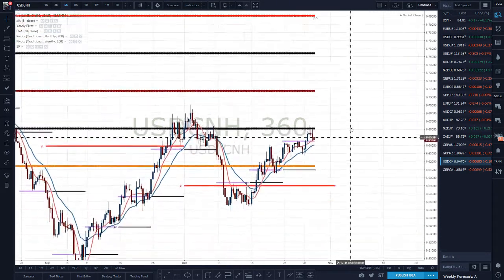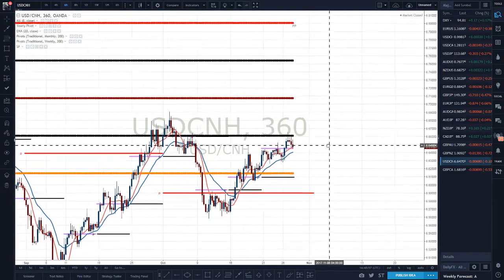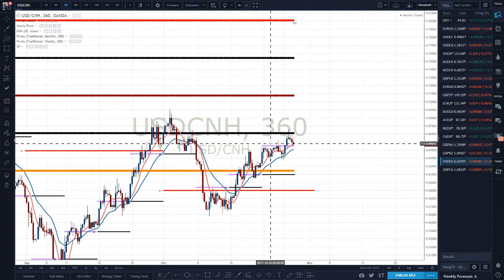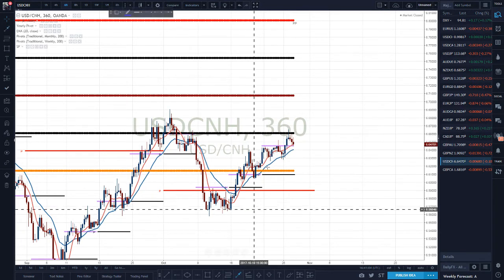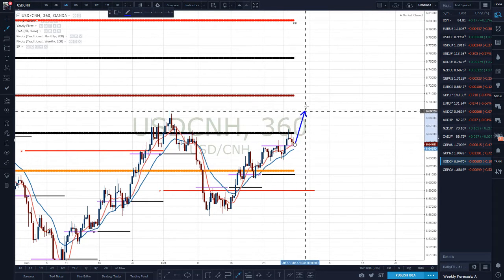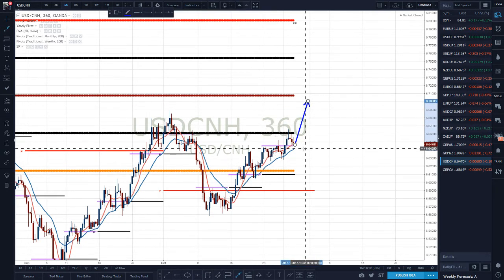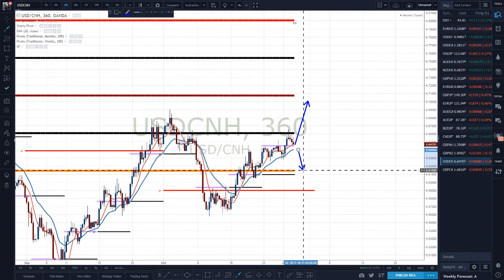Dollar CNH. Price is currently at the pivot point. It's going to open at the new weekly pivot. Look for this to pressure and break through to head higher. If price does stabilize below, look for price to head to the pivot point.